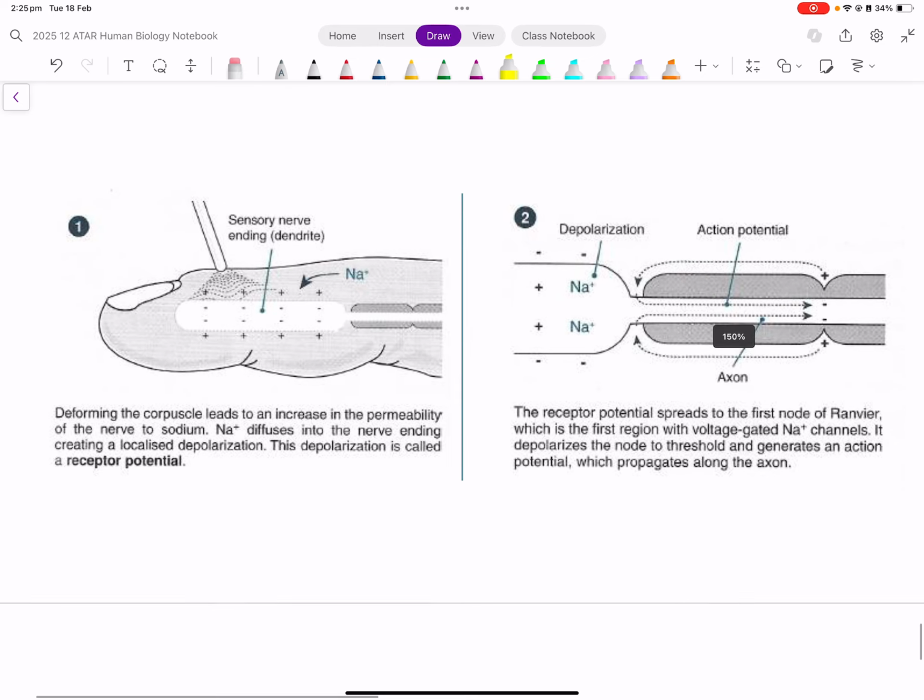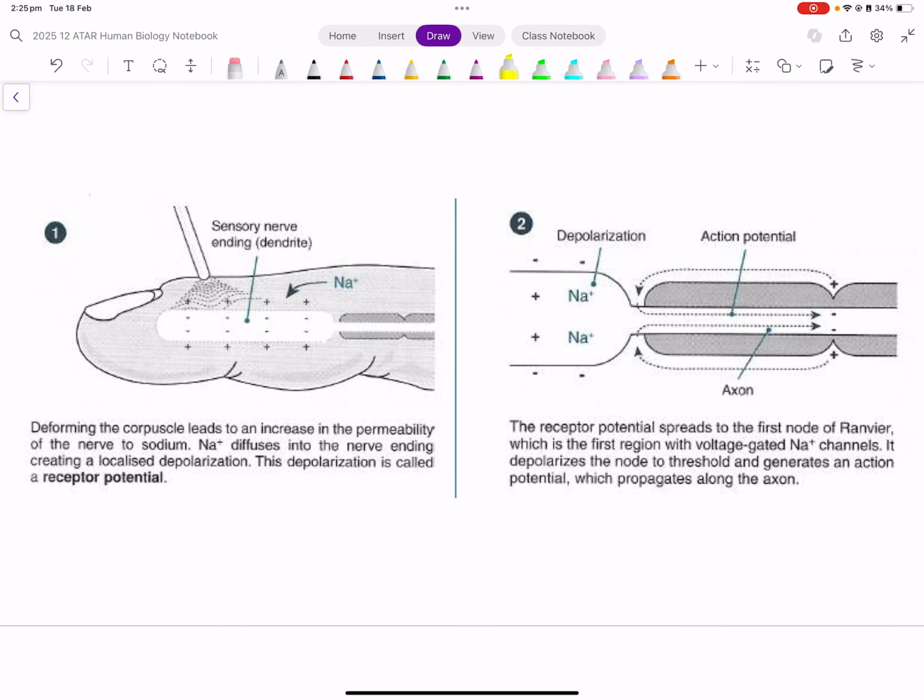So lastly, if we start over on the left-hand side, this is a nerve cell found in a finger, and in this nerve cell we can see that sodium is gradually diffusing into the nerve ending to create depolarization, and that depolarization will then lead to the action potential itself. So over on the left, when sodium diffuses into the nerve ending, this is what we can refer to as the stimulus. It's going to lead to a change in the membrane potential, triggering that action potential.